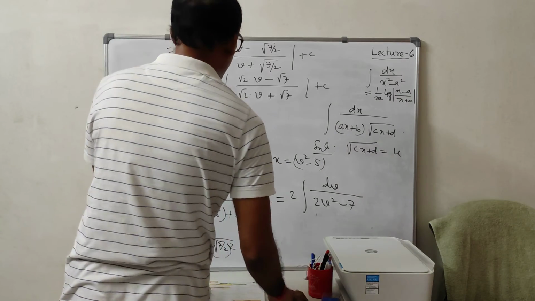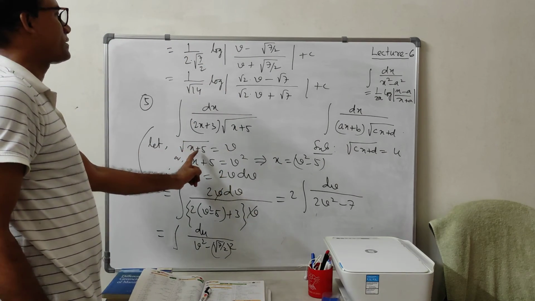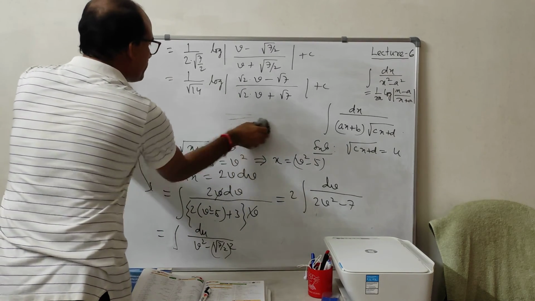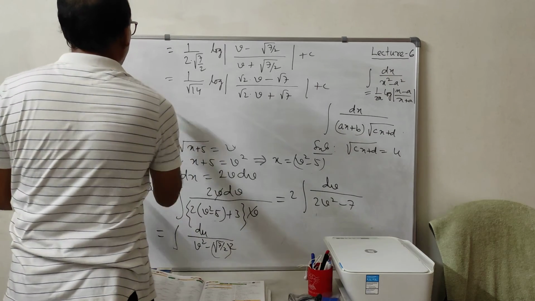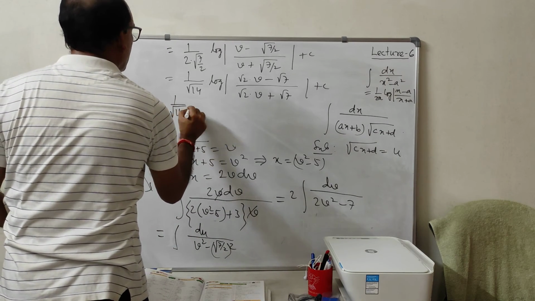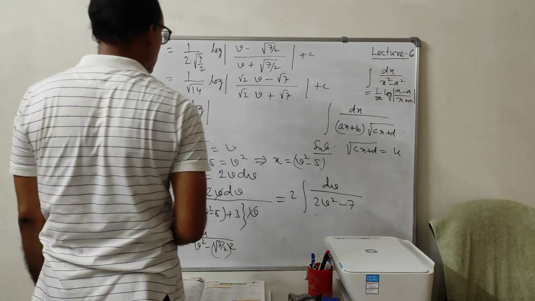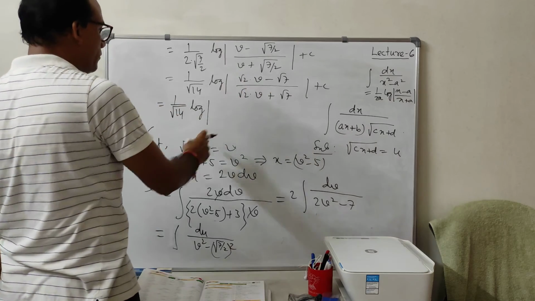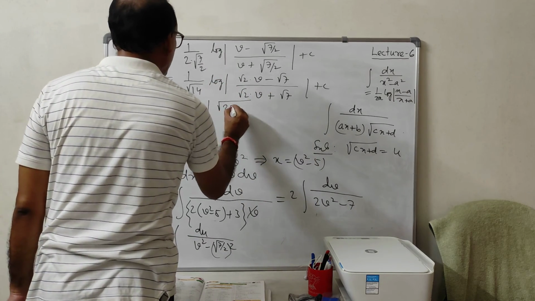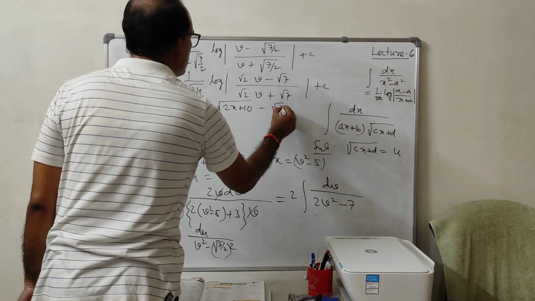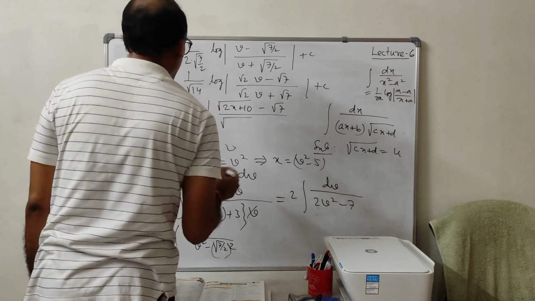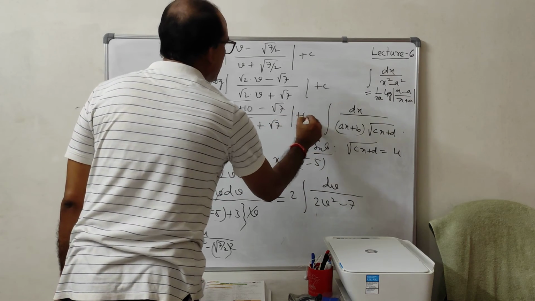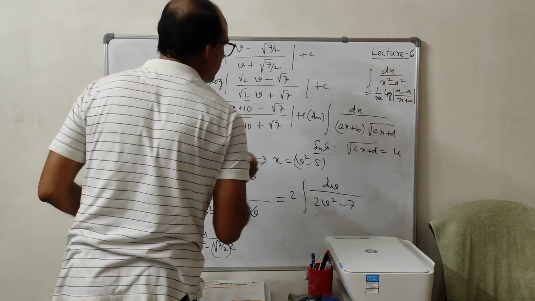Okay. Just put the value of v, which is root over of x plus 5 here, and get the complete answer. So 1 over root 14 log mod, this is your v, root over of x plus 5. After multiplying with root 2, it will be root over of 2x plus 10 minus root 7 by root over of 2x plus 10 plus root 7, plus c. This is the end of the integral.